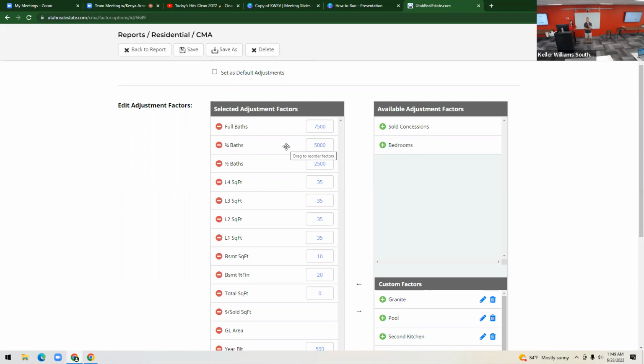And at least as appraisers, we value full and 3/4 baths exactly the same. If you have something to shower in, you're valued the same, no matter if it's a stand-up shower or a tub. And then half baths, we usually value at half of a full bath. So $5,000 for a full bath, $2,500 for a half bath.